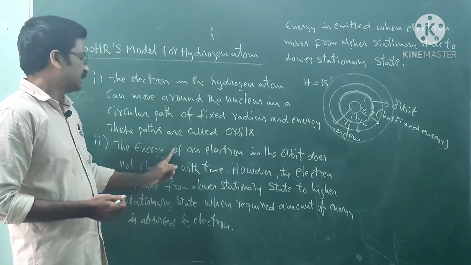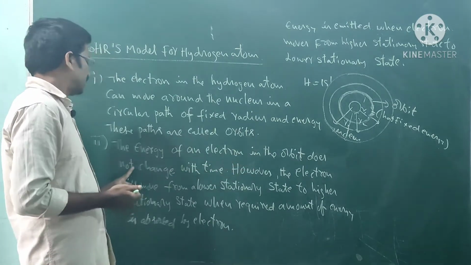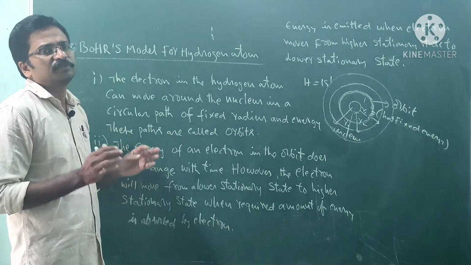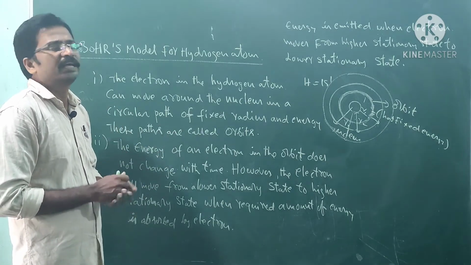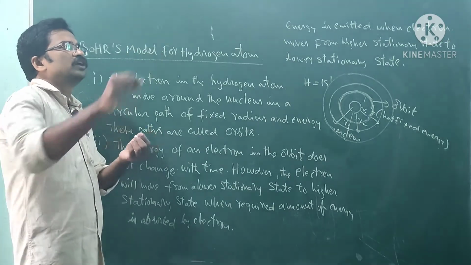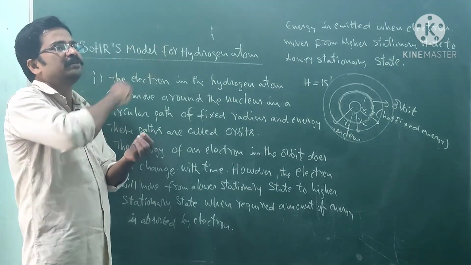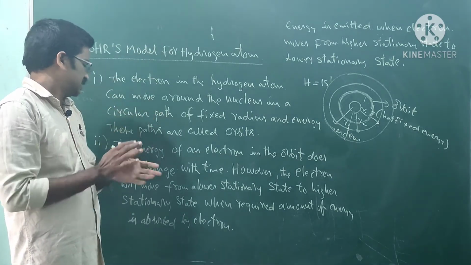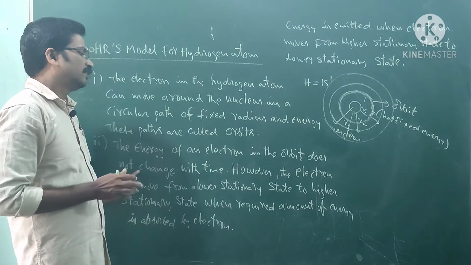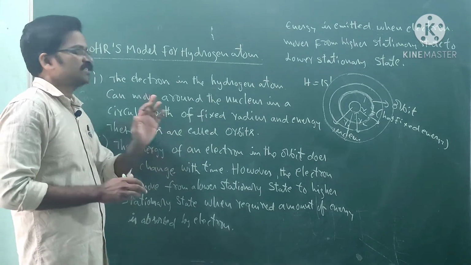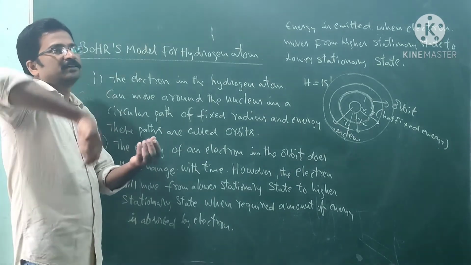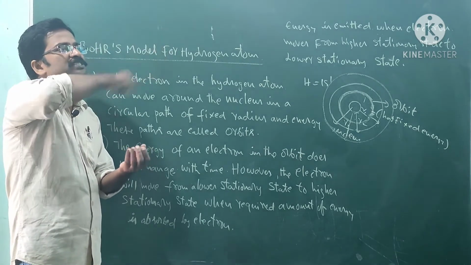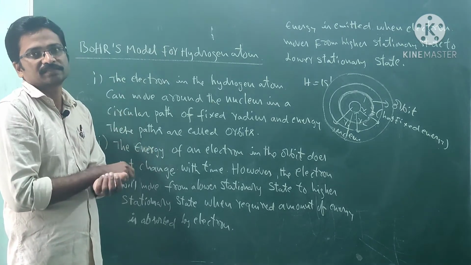The energy of an electron in an orbit does not change with time. Whenever you leave the atom and do not supply any energy to the atom, the electron moves around the nucleus in a circular orbit, but its energy does not change. The energy of the electron in the orbit does not change with time. As time passes, the electron will move around the nucleus, but its energy does not change.